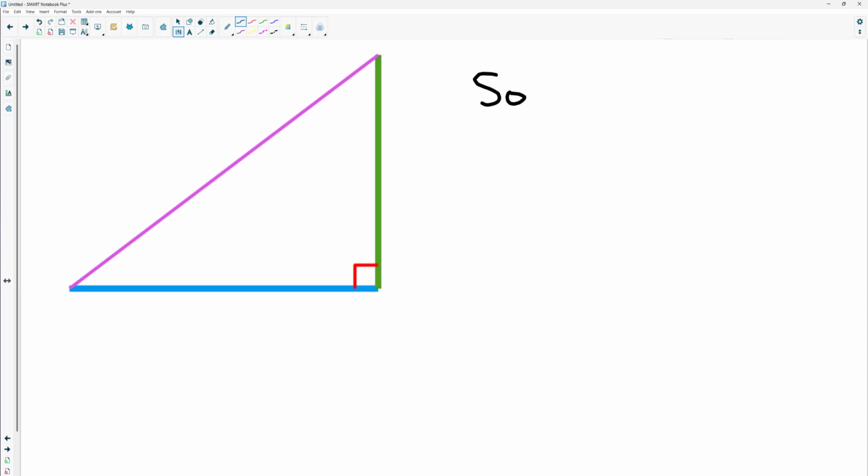Some of you may have heard of a mnemonic device that sounds like SOHCAHTOA. SOHCAHTOA is a way to memorize the ratios of sine, cos, and tan when it relates to a right triangle. So, what is SOHCAHTOA?